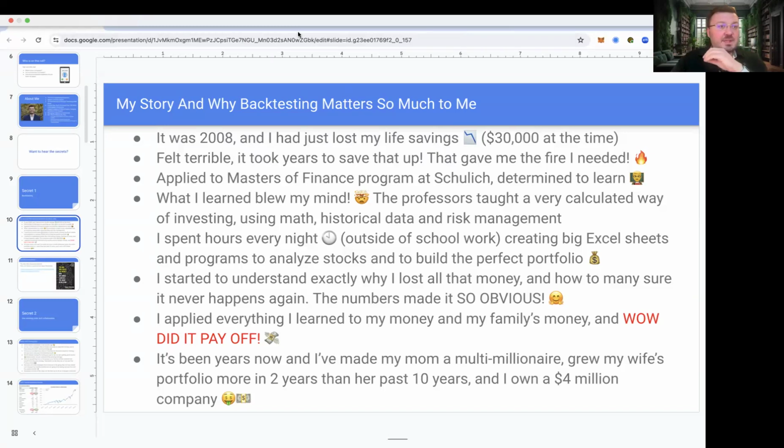But basically, I applied everything that I learned in this Master of Finance program and from doing all these Excel spreadsheet things, right? So when I applied that, I not only grew my money a lot, and my wife's money now, I manage hers, but also my family's money. We've grown it very significantly. My mom is now a multimillionaire. We've bought a lot of very good investments. She basically has retired completely. She goes to Poland for 4 or 5 months out of the year, just hangs out there.